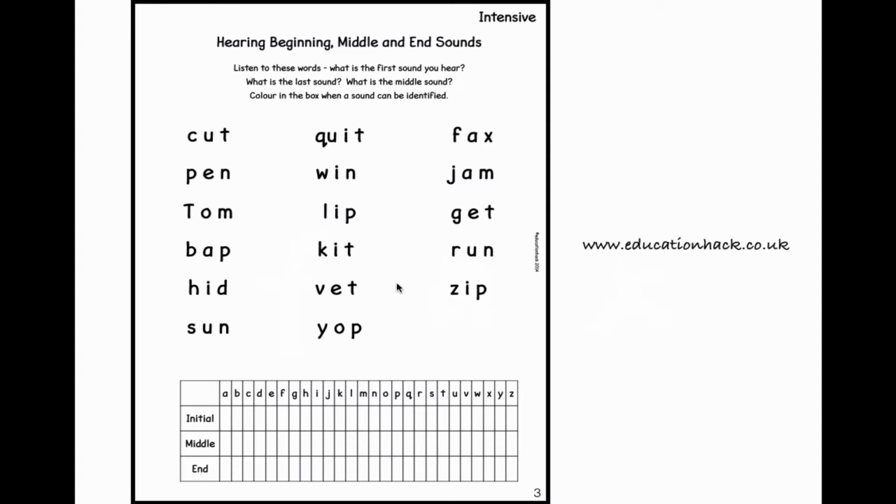If I used vet and asked them for the first sound they could hear, v, which is here, it's the initial sound, the first sound, we could colour that in. Obviously v at the middle and end is not something that's going to come up, so these 2 are never going to be coloured in. The idea is once they can do the beginning, middle, and end sounds of all these words, they're fluent and they can move on to the next section.